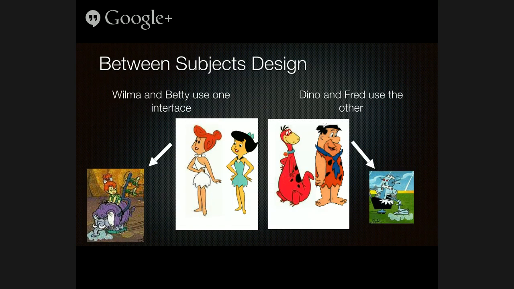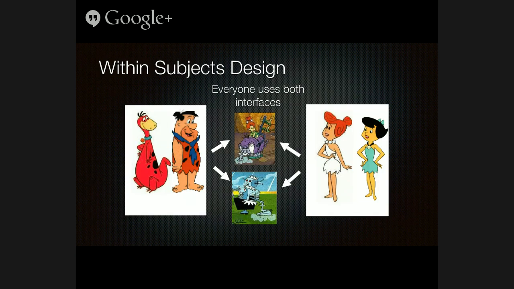All right, so between versus within subjects design. Between subjects design is when you bring in groups of people and they all use just one interface, and then the other group of people uses the other interface. So if you recruit 4 people, maybe person 1 does A, person 2 does B, person 3 does A, person 4 does B. Whereas within subjects design is when everybody uses both. So persons 1 through 4 use both A and B. What are some pluses and minuses that you can imagine of within versus between subjects design?